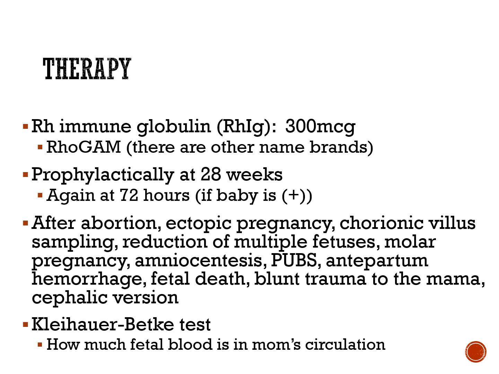RH sensitization and hemolytic disease of the newborn are less common since the development of the RH immunoglobulin. So you're going to give that RhoGAM prophylactically at 28 weeks. It's also given after abortion, ectopic pregnancy, chorionic villi sampling, reduction of multiple fetuses, molar pregnancies, amniocentesis, the percutaneous umbilical blood sampling that can occur sometimes for certain babies, antepartum hemorrhage, fetal death, blunt trauma to the abdomen, or cephalic version.